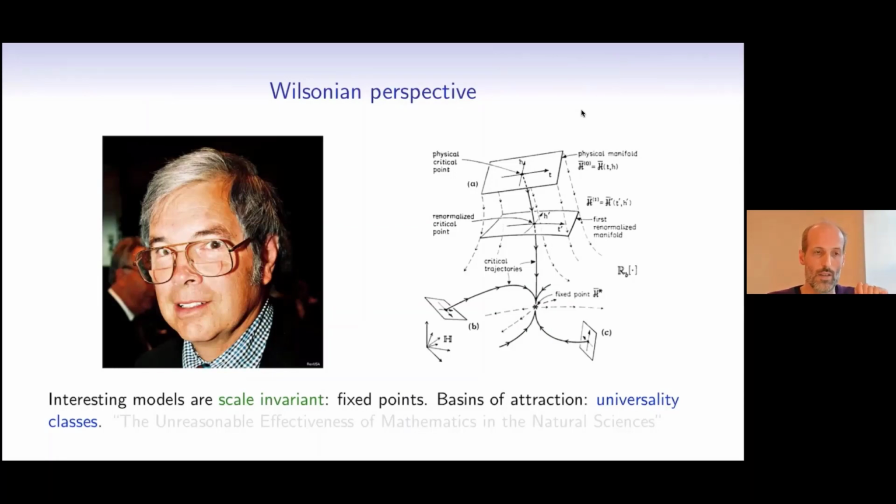And that idea turned out to be a very much a guiding principle for theoretical physics for the past 40, 50 years or so. And to some extent, that Wilsonian philosophy maybe explains what Wigner called the unreasonable effectiveness of mathematics in the natural sciences.